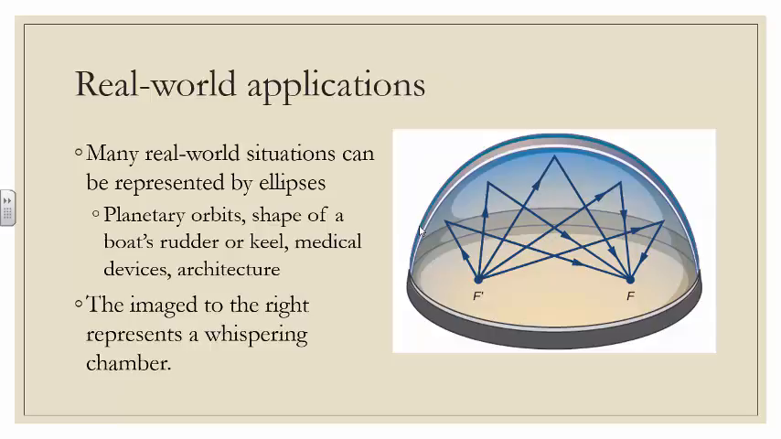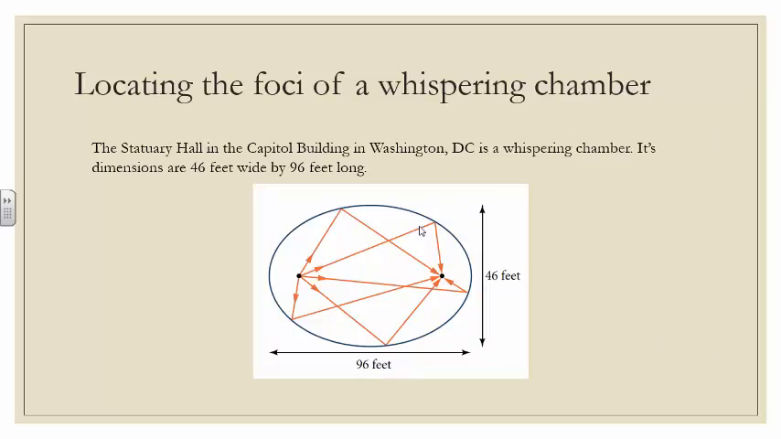There is a whispering chamber at the Museum of Science and Industry in Chicago, and also, in our example, the whispering chamber in the Statuary Hall of the Capitol Building in Washington, D.C. The Statuary Hall is 46 feet wide and 96 feet long. We can see a picture of the room represented as an ellipse on this slide. The orange arrows represent how the sound would be reflected by that elliptical chamber from one focus point to the other.